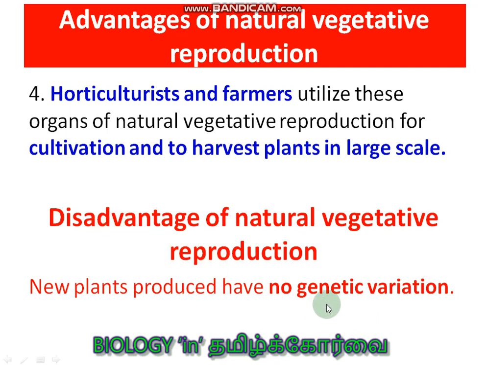So what is the disadvantage here? Because of genetic variation only, the entire evolution process took place in the biosphere, and it is also continuing, okay, without our knowledge. So the variation contributes to the entire evolution. If all the plants are genetically identical, then evolution cannot take place very easily.